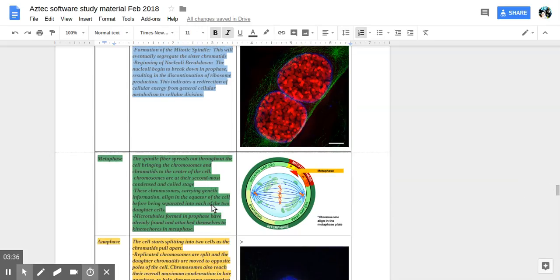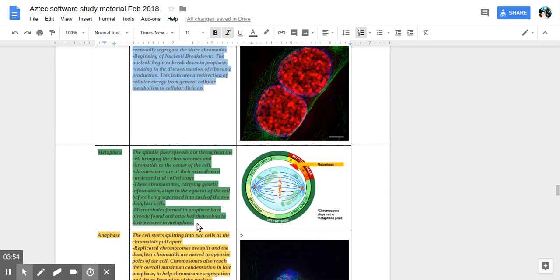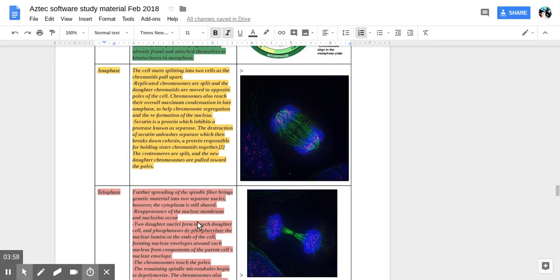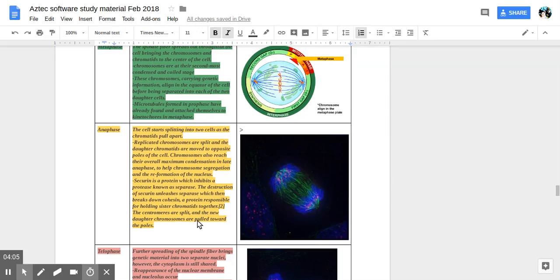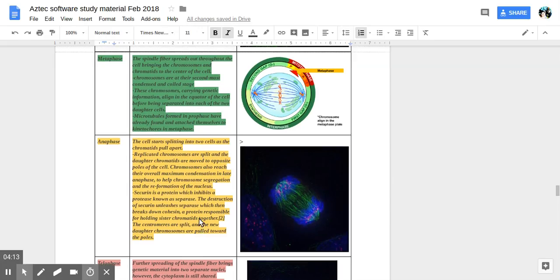So the kinetochores are the units on the chromosomes themselves that bind to the rest of the cytoskeletal spindle fiber system, the fibers. Then in anaphase, the cell starts splitting into two cells as the chromatids pull apart. Replicated chromosomes are split. The daughter chromosomes are moved to opposite poles of the cell.